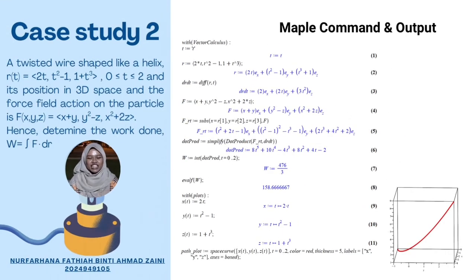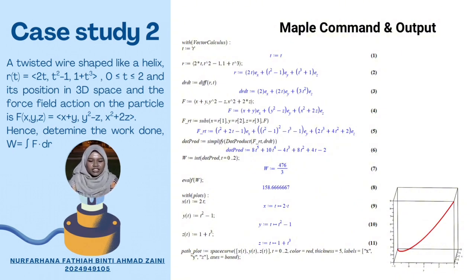Let's look at case study 2. We are given a twisted wire shaped like a helix described by the position vector r(t) equal to (2t, t squared minus 1, 1 plus t cubed), with t ranging from 0 to 2. The force field acting on the particle is given by F(x, y, z) equal to the vector (x plus y, y squared minus z, x squared plus 2z).